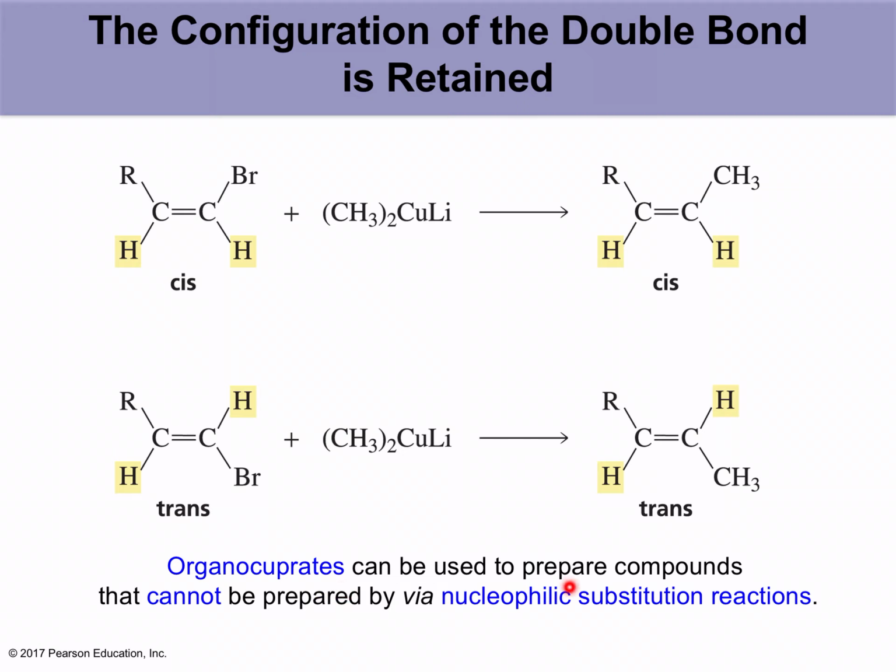Organocuprates can be used to prepare compounds that cannot be prepared via nucleophilic substitution reactions. If you recall from your organic 1, normally groups like vinyl groups will not undergo nucleophilic substitution reactions. But with organocuprates, we can achieve the product that we want.